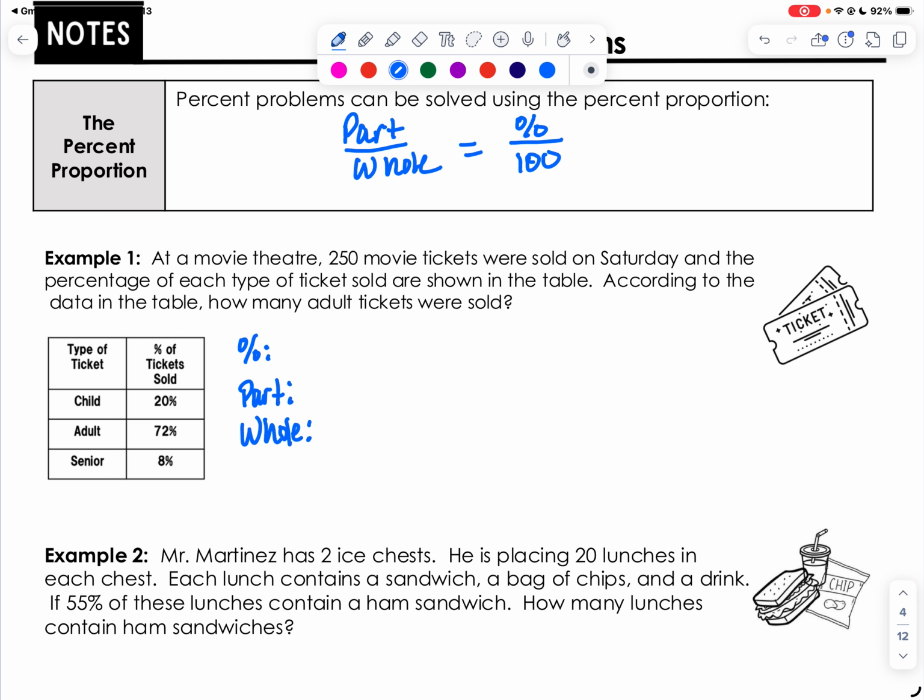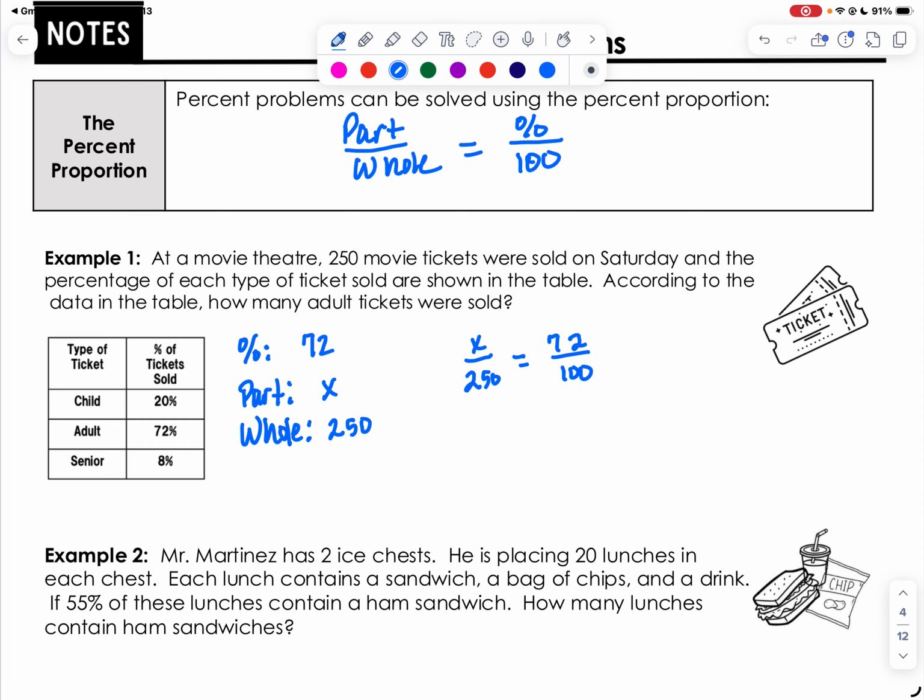So if we look at our chart, we can see that 72% of the tickets sold were adult tickets. So our percent is 72. We also know our whole because we know a total of 250 tickets were sold. That means for this problem, our unknown value is the part. So when I set up my proportion, it'll be x over 250 is equal to 72 over 100.